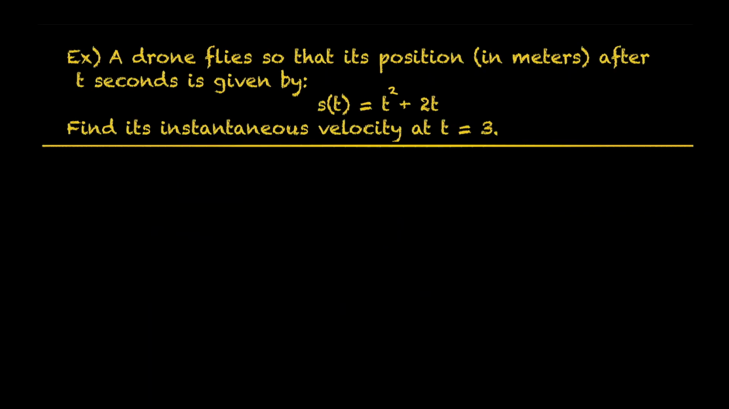All right, so let's formalize this in a problem you might see in your homework or maybe a test or something like that. So here we have a drone flying so that its position in meters after t seconds is given by the formula s of t is equal to t squared plus 2t, and we want to find its instantaneous velocity at time t equals 3. So what I want to do here is find the average velocity on time frames around t equals 3, okay, maybe a 1 second time frame, and then allow those time frames to get smaller and smaller.